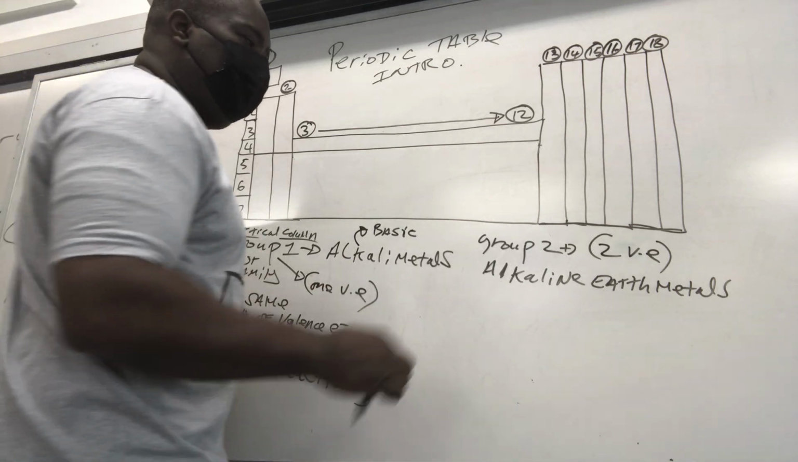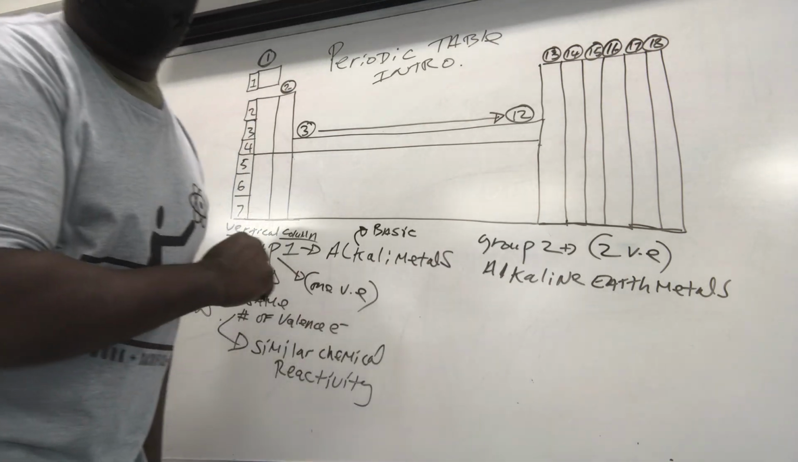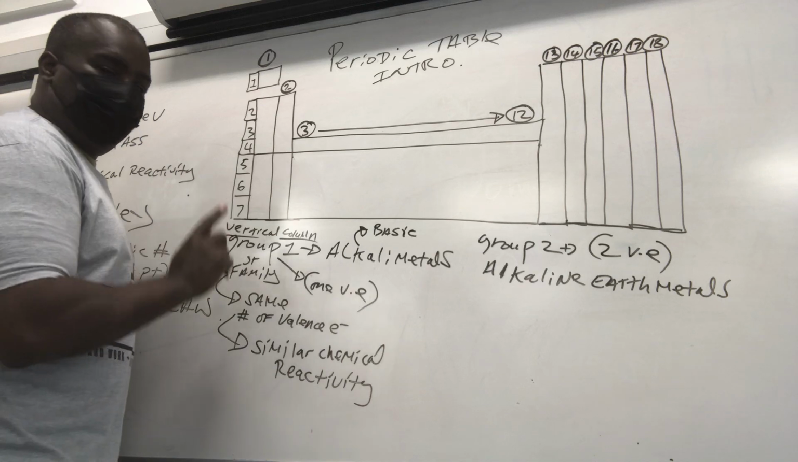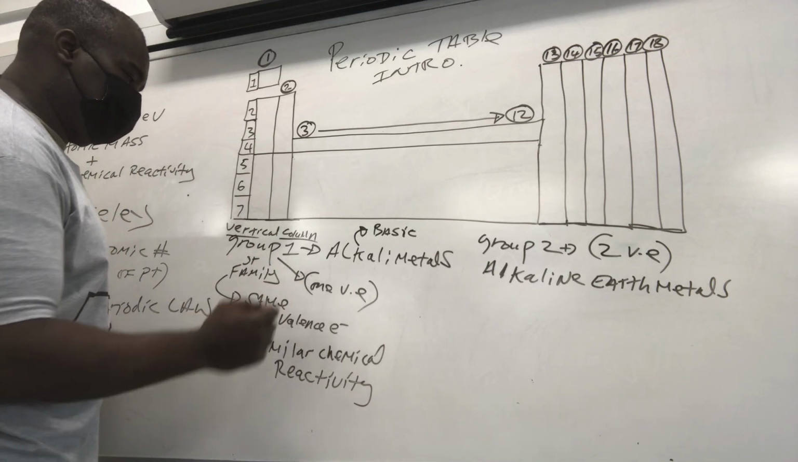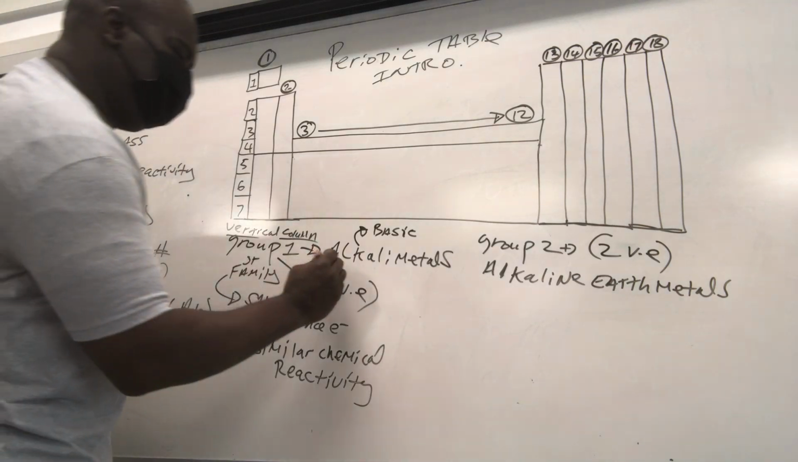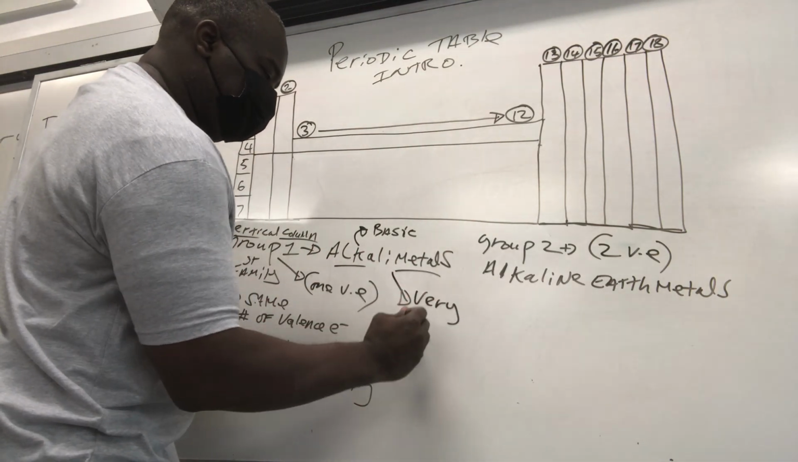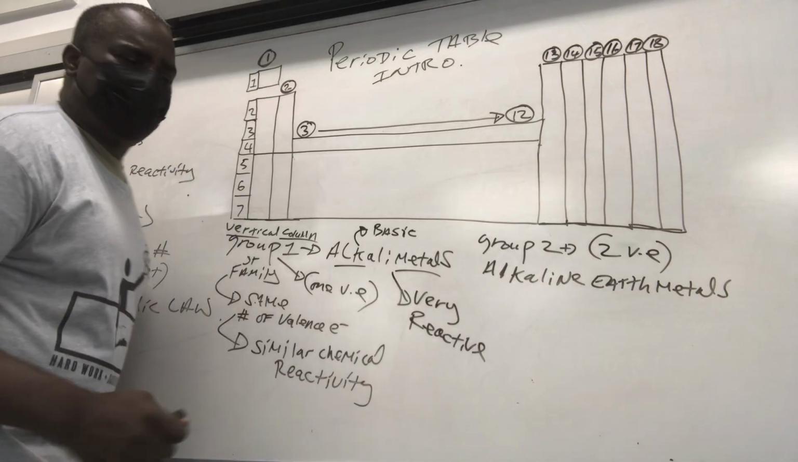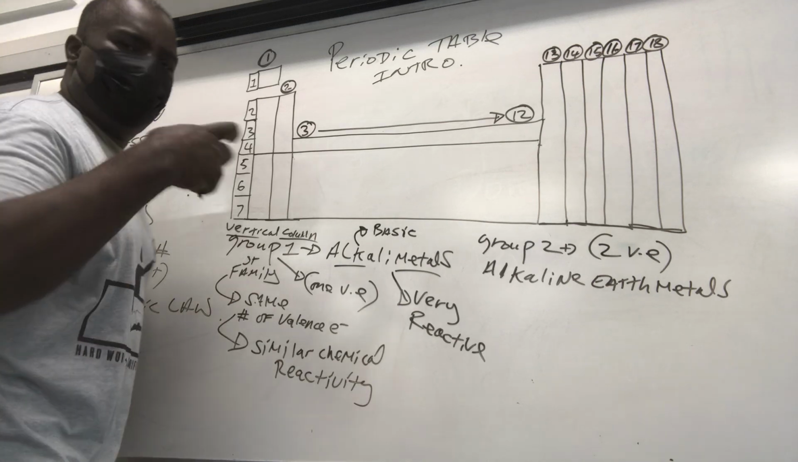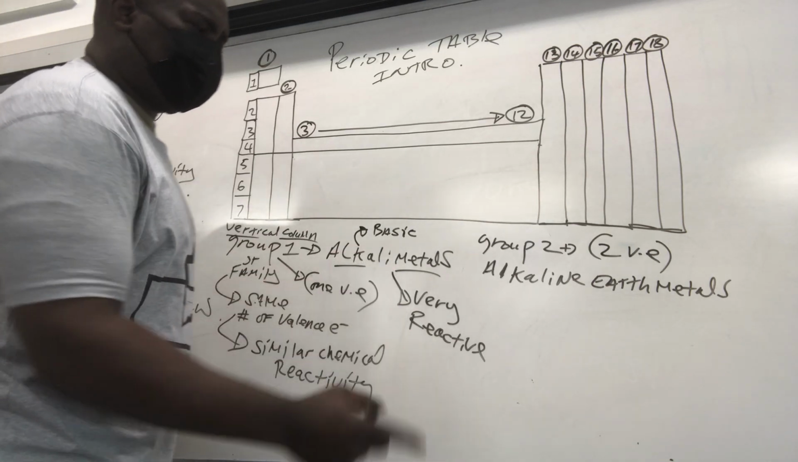Very important. Also, they form basic solutions, just like the guys in group 1. But the group 1 guys tend to be much more reactive. Okay, so make a note that alkali metals tend to be very reactive. We'll talk about why later. We're just giving the names of the groups right now. So alkali metals, very reactive, okay, and form basic solutions.